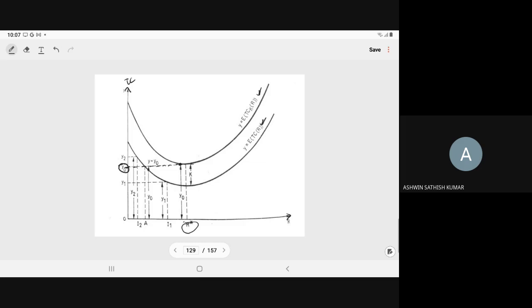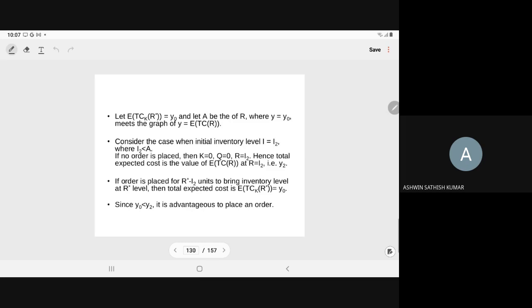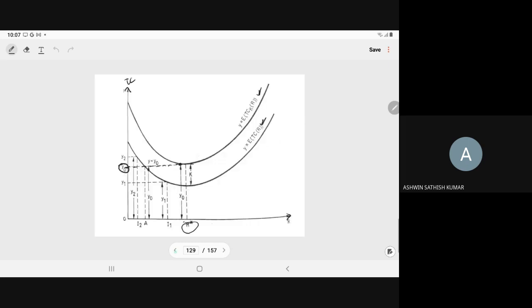Now we have to determine what the ordering policy should be. Let ETCK(R star) be equal to y naught. This is the y naught.